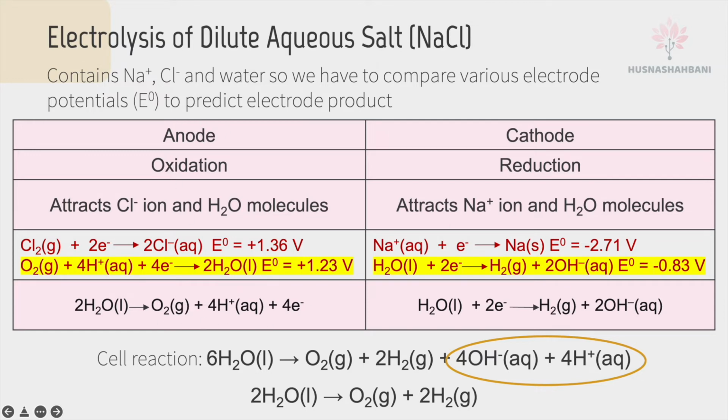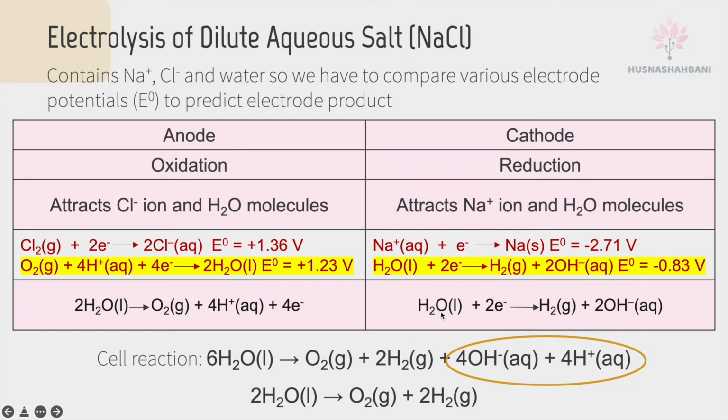At the cathode, you have Na or water. You have to choose between these two. So, cathode reduction, we look at the more positive value. Refer to the electrode potential for Na and water. More positive value goes to water. Negative 0.83 compare with negative 2.71. More positive for water, so water is chosen.